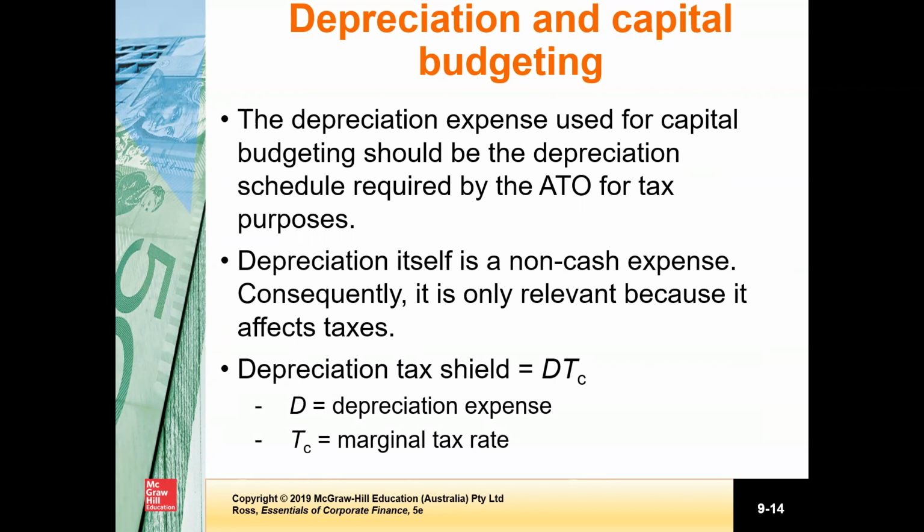Let's take a closer look at some aspects of project cash flow, in particular net working capital and depreciation in more detail. If you recall, in chapter 2, we learned that accounting depreciation is a non-cash expense. We also discussed it in the previous slide. As a result, depreciation has cash flow consequences only because it influences tax.